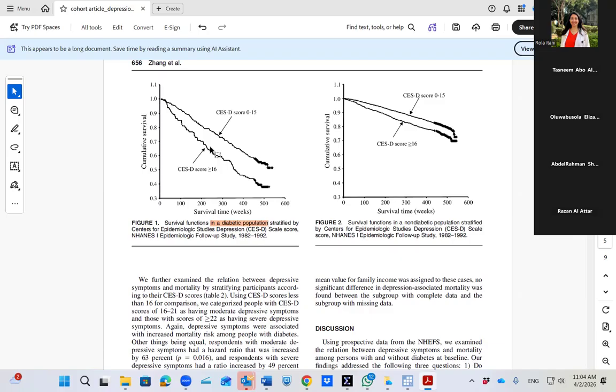If you recall, the diabetic is steeper, with a greater negative slope. The diabetic has a deeper slope, so they die quickly. The rate of dying is quicker. The lowest is the depressed and diabetic.